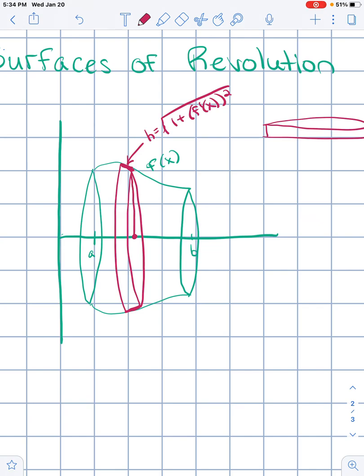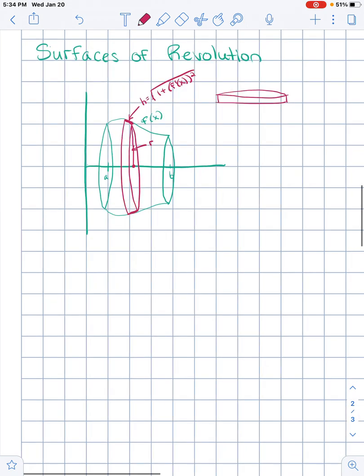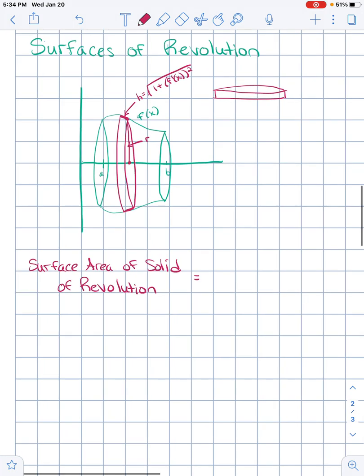The radius is the part that's going to be the tricky part, if you will. In this case, the radius happens to be the function itself, but that's not going to always be the case. So the radius is the one you're going to have to try to figure out. Okay, so we're going to find the surface area of a solid of revolution. In other words, those shapes that are created when we rotate a function around an axis.